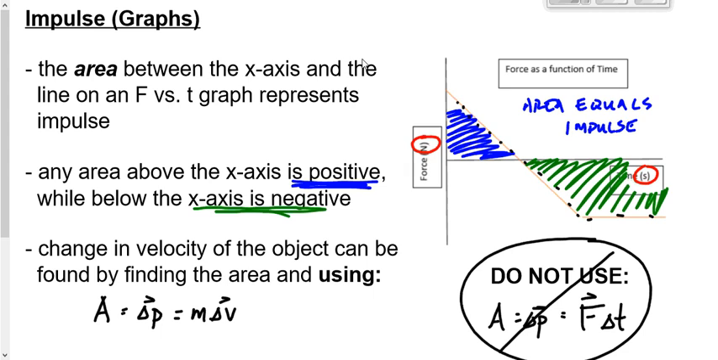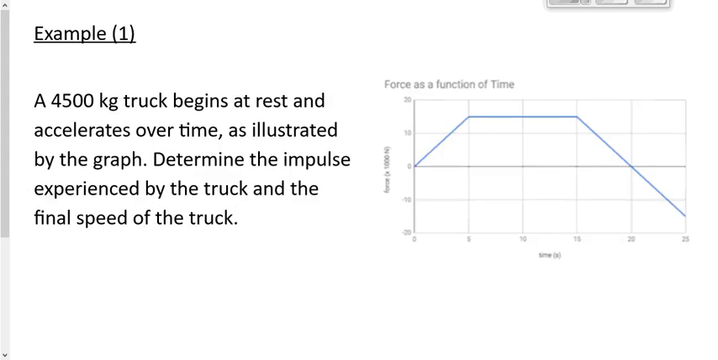Let's take a look at our last example of the day here. A 4,500 kilogram truck begins at rest and accelerates over time as illustrated by the graph. What's the impulse experienced by the truck, and what's the final speed of the truck? The graph's a little small up on the board, but I think you can see it a little bit better on your page.